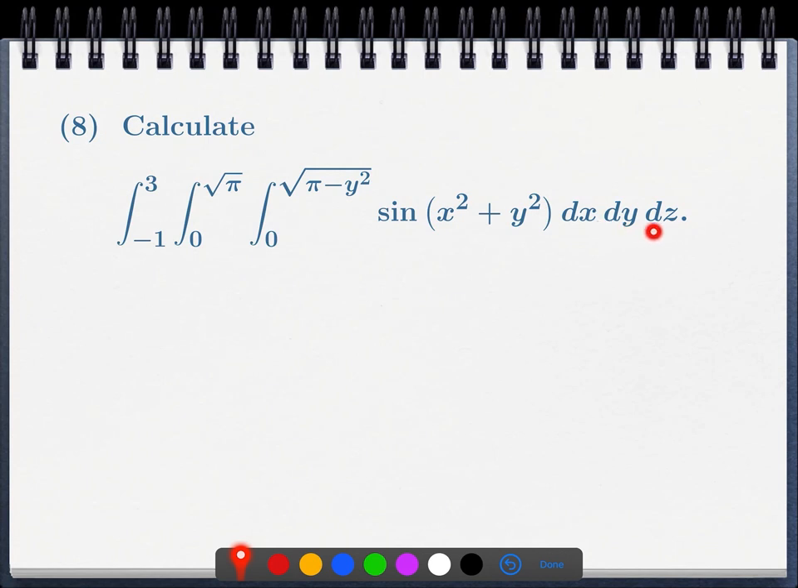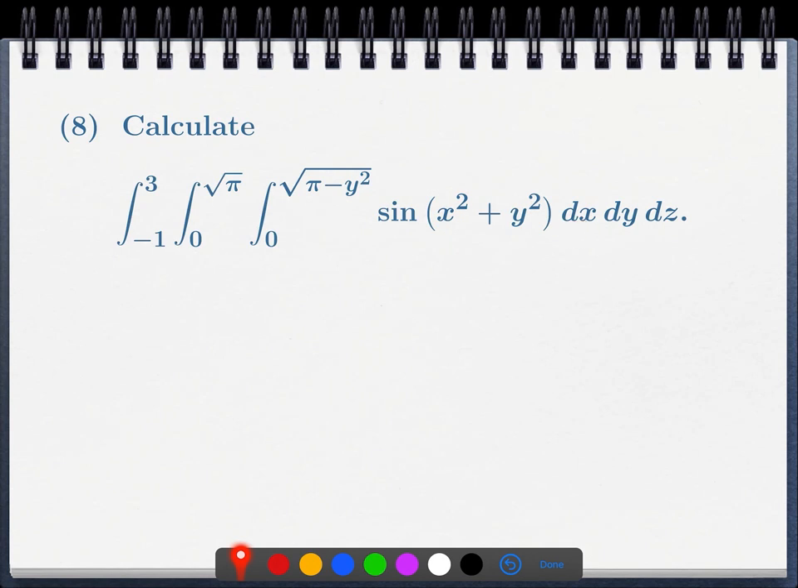So first, we check what's happening in the yz plane. We see z is going between minus 1 and 3, and y is between 0 and the square root of pi. These are both numbers. That means it's a rectangle in the yz plane. You just have z between minus 1 and 3 and y between these two numbers, 0 and the square root of pi. That's just going to be a rectangle.